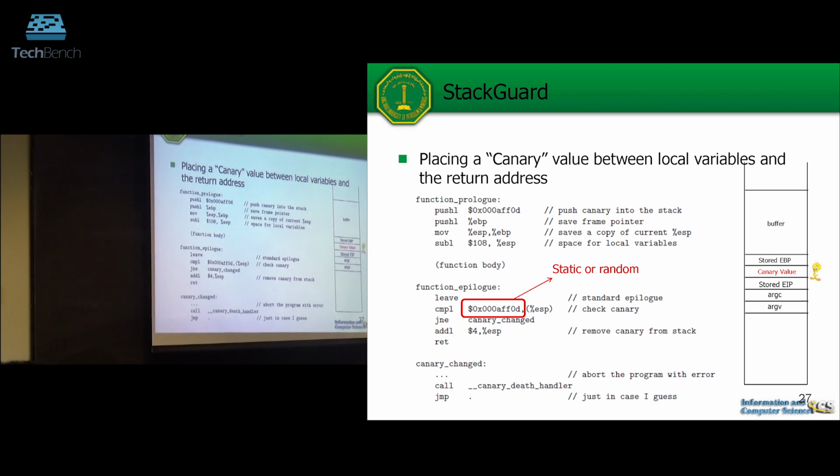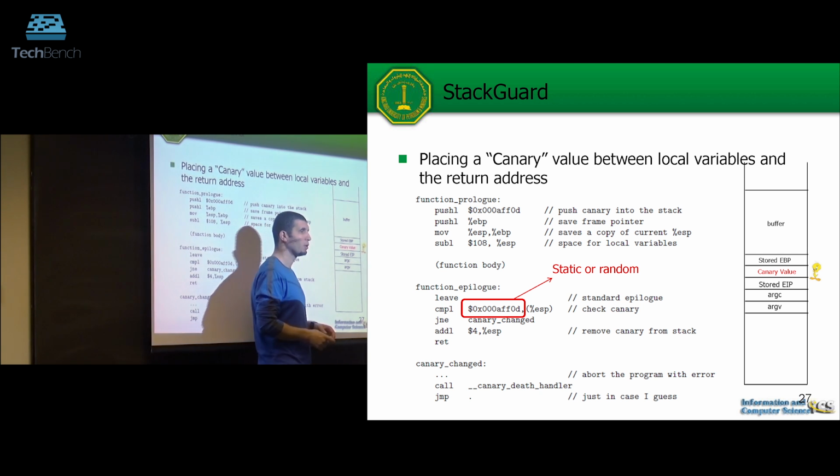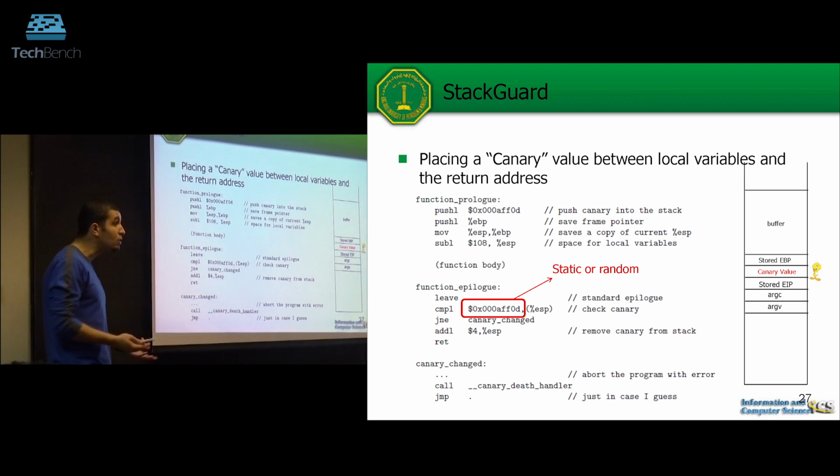You said we can know the canary value, right? You can guess the location. Okay, fine. You know that the canary value, for example, is just before the stored EIP. But we cannot know the value. It's random, and every execution has a different value.